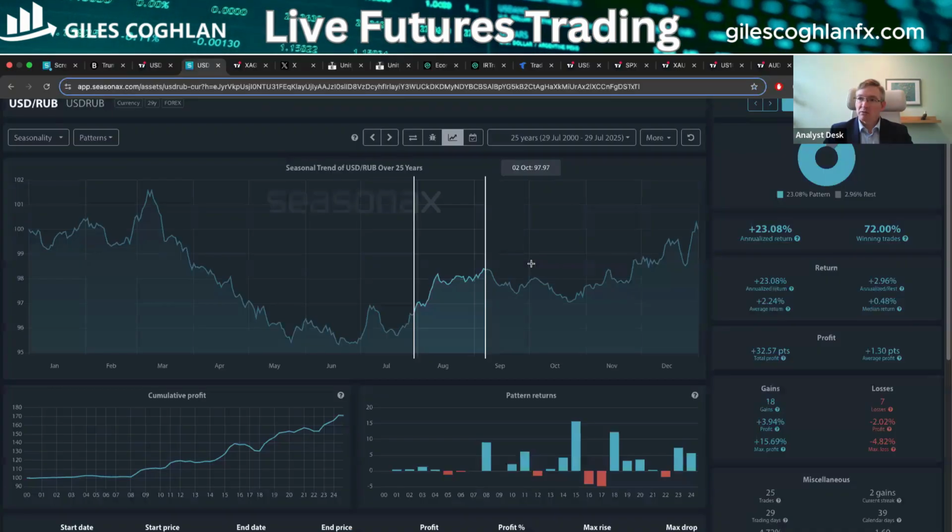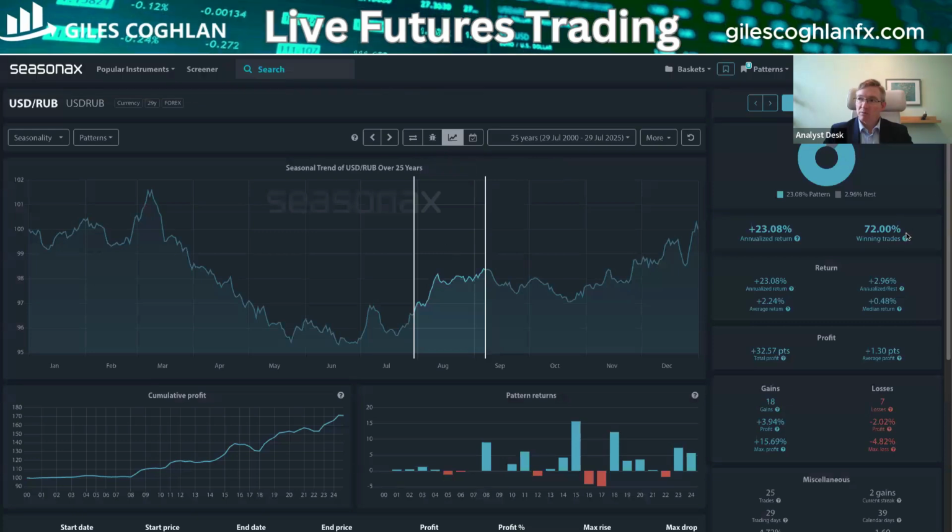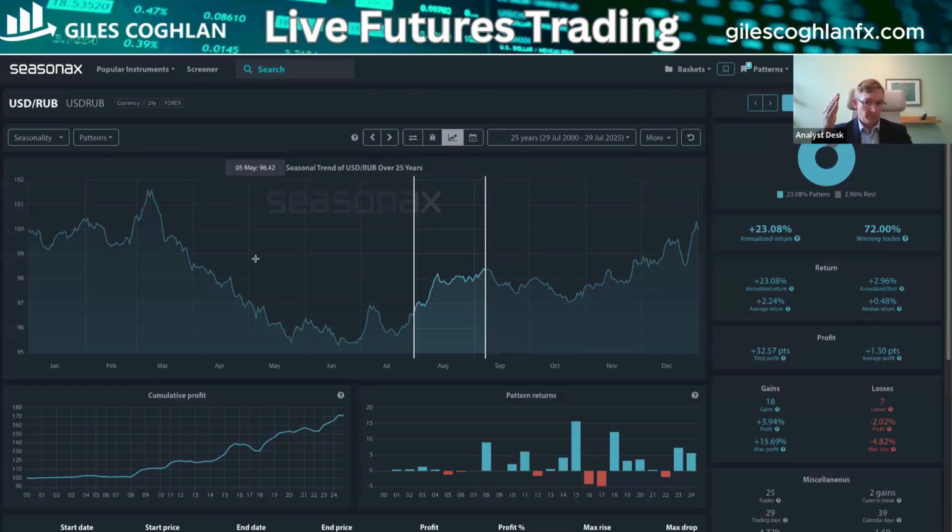If you look at the seasonal dynamic of the dollar ruble, there's a 72% winning trade percentage for dollar strength against the Russian ruble around this period, from the 29th, 30th of July to the 7th of September. So August tends to be very weak for the Russian ruble.